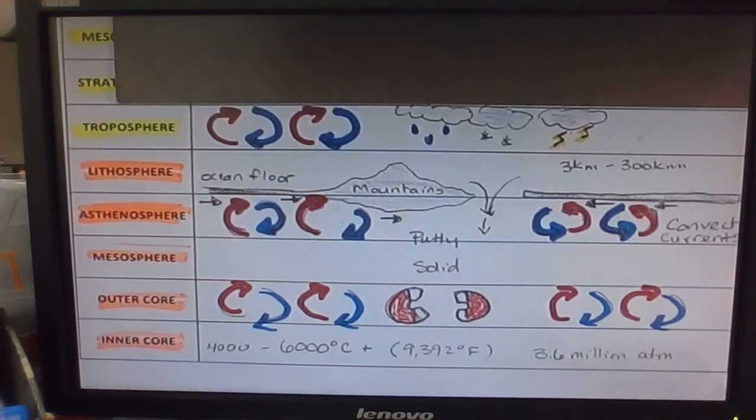So the air in the troposphere is constantly churning. Hot air rises, cool air sinks. And that churning, those convection currents, create our weather.